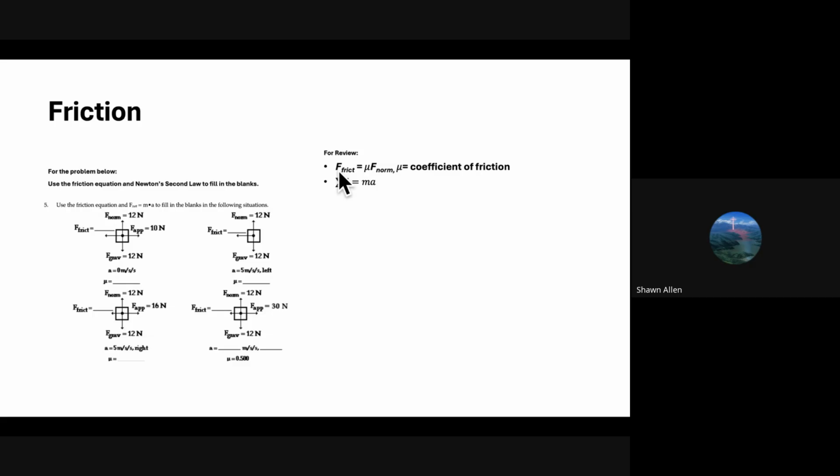I don't really understand mu. Wait, no, you don't have to understand mu. Look at the equation. We've got three quantities. Do we know two of the quantities? Yeah. If we know two out of the three, we can use those two to find the third.